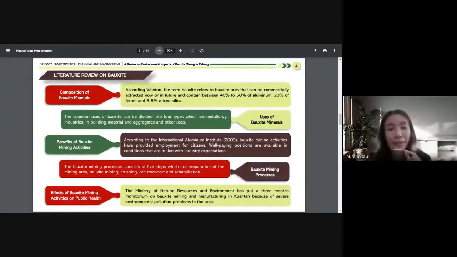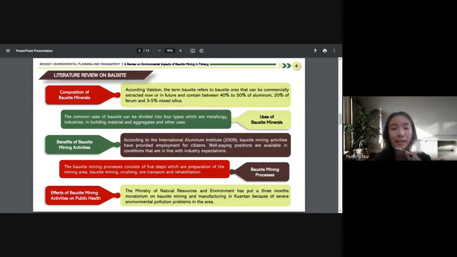Yeah, and we'll continue with the literature review. In the literature review, we will divide into 5 types, which is the composition of bauxite. According to Wallerton, the term bauxite refers to bauxite ores that can be commercially extracted, which contain between 50 to 50% of aluminium, 20% of ferrum, and 3 to 5% of mixed silica.